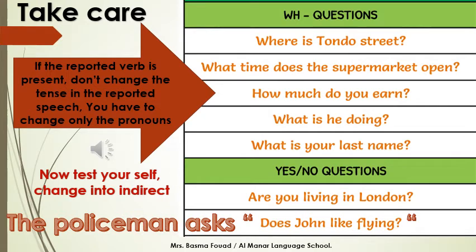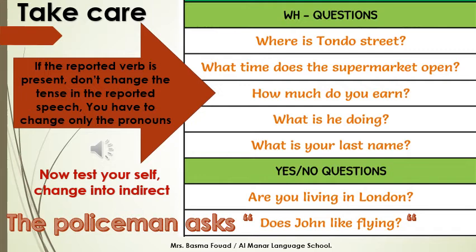Finally, we are at the most important part of the reported question. I asked you to take care about something before: the reporting verb. If the reporting verb is past, it is okay to go a step backward in your tense and change it. But if the reporting verb is present, don't change the tense in the reported speech. Never, ever. You have to change only the pronouns, but you will not change the tense.